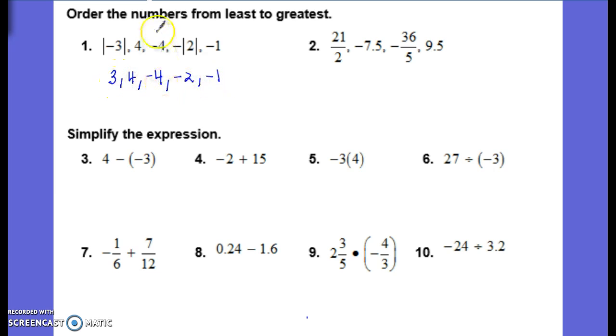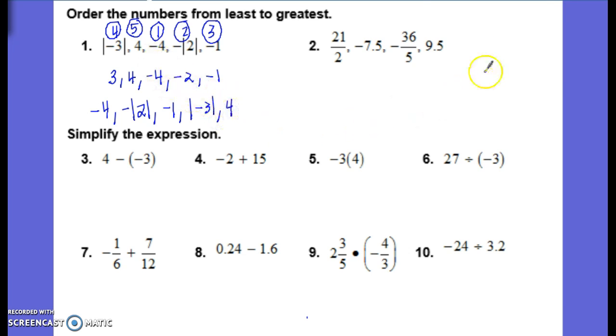So the smallest one is this one here. Okay, then the next smallest is here. The next smallest is here. Okay, that one's bigger. And then that one's the biggest. So now we're going to list them in order using the original form. So 1 is negative 4. 2 is negative absolute value of 2. 3 is negative 1. 4 is absolute value of negative 3. And then 5 is just the number 4.